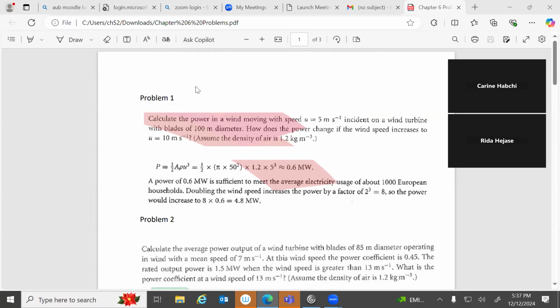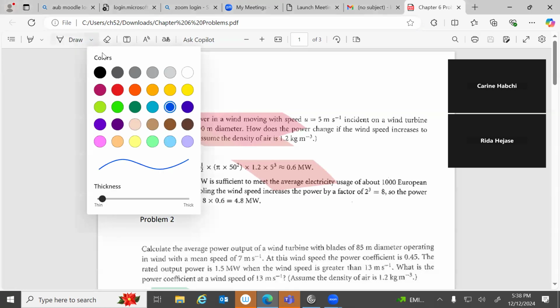So we want to calculate first the power in a wind moving with a speed u equals 5 meters per second, incident on a wind turbine with blades of 100 meter in diameter. How does the power change if the wind speed increases to u equals 10 meters per second? Assuming that the density of air is equal to 1.2 kilogram per meter cube.